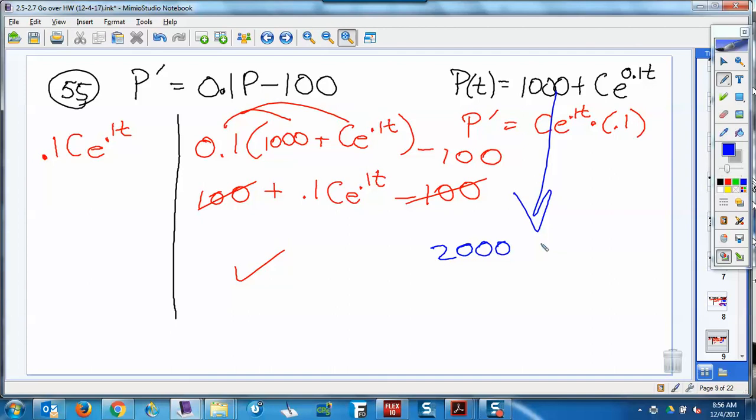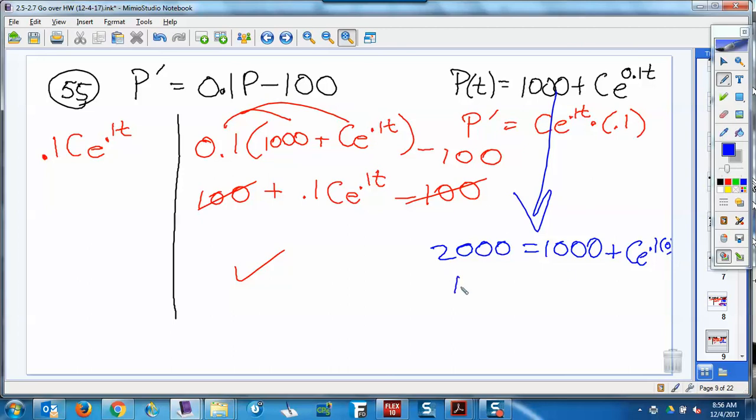Remember we were talking about this? You guys were wanting to put that in for that initial condition. Does $2,000 go in for the C? No. $2,000 is the amount you put in at time 0. So you put in a 0 for now, and you have 2,000 as your principal.